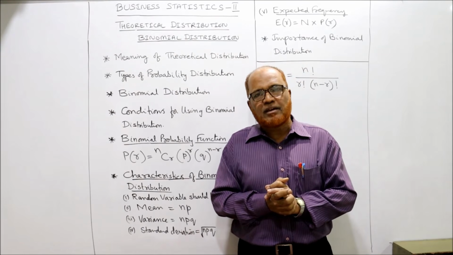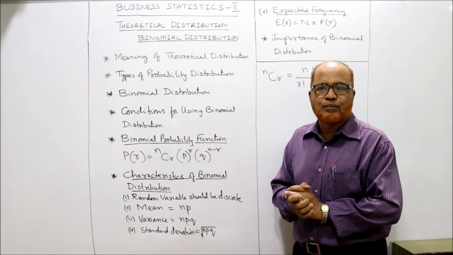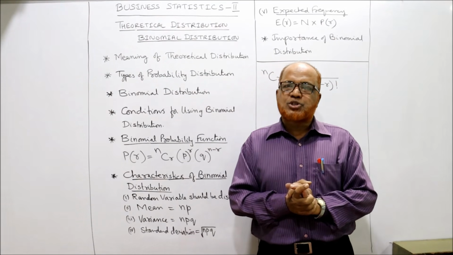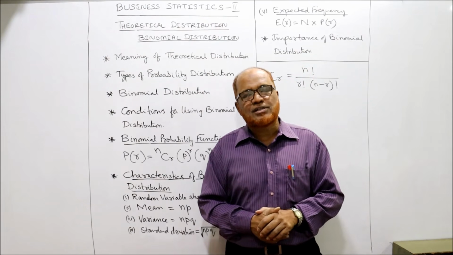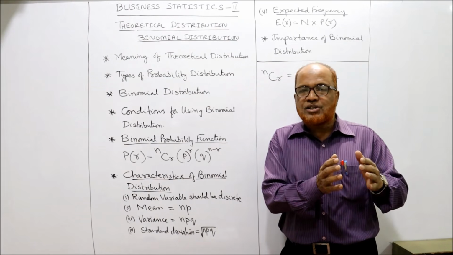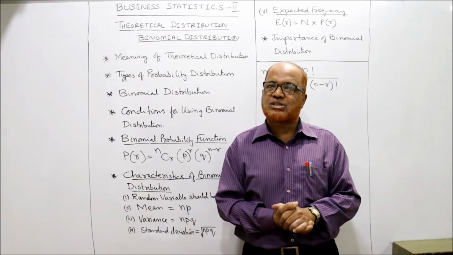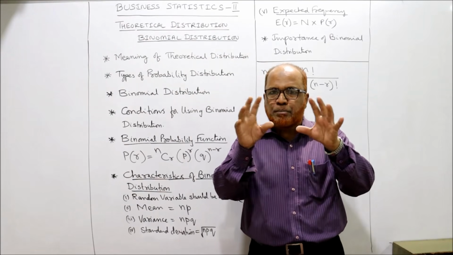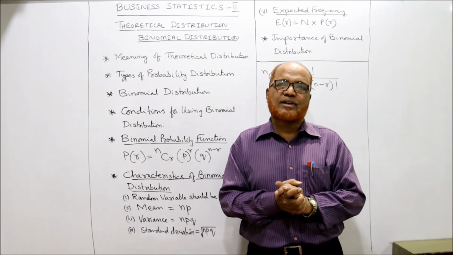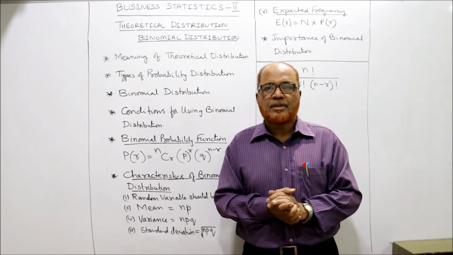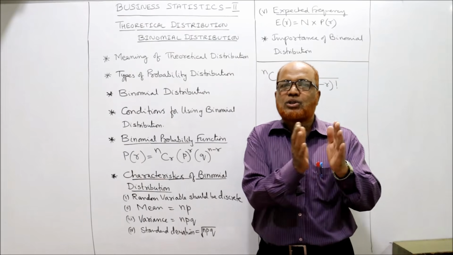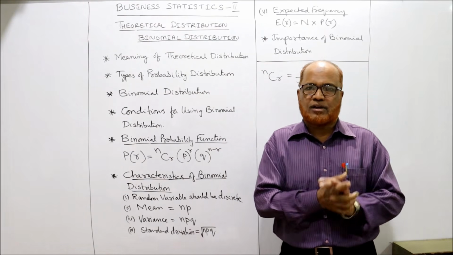So now let us begin with the subject Business Statistics 2, theoretical distribution. Now, there are two types of distributions called observed frequency distribution and theoretical frequency distribution. What is frequency distribution? Already we have covered it in Statistics 1. When the data is collected and presented in a table, classifying the items of the data in some groups, that is called frequency distribution. The frequency distribution can again be classified into observed frequency and theoretical.